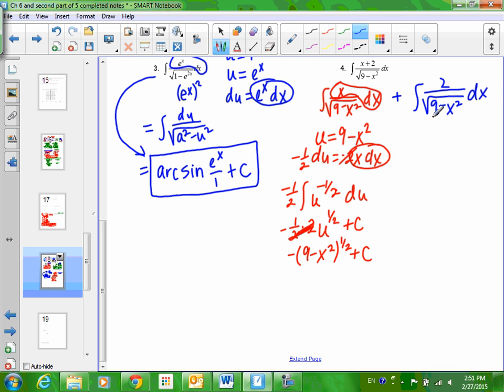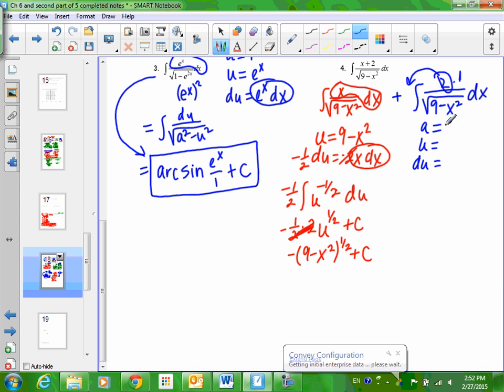Okay, let's look at this other one over here. First of all, this 2, let's just move the 2 out to the front and really pretend that there's a 1 on top. Because we can do that. We can move numbers out to the front. Okay, because there's a 1 on top now, this is what's giving me my clue that this is the inverse trig. So this is where you need to do the a and the u and the du. Okay, so what would a equal? 3. U is going to equal x, because that's just x squared, and then du is going to be dx.